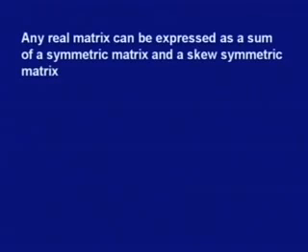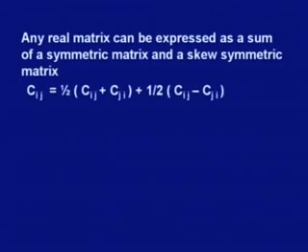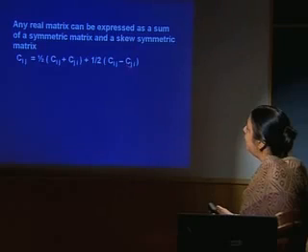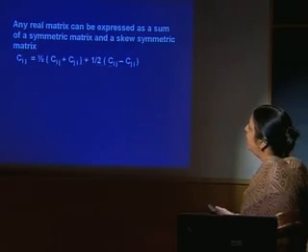Now this is an important result. It states that any real matrix can be expressed as a sum of a symmetric matrix and a skew symmetric matrix. Now this can be proved easily. What we do is, a typical element C_ij of the given matrix can be written as half of (C_ij plus C_ji) plus half of (C_ij minus C_ji). That means I have added and subtracted C_ji and the result is C_ij. So I have manipulated C_ij in this particular manner.